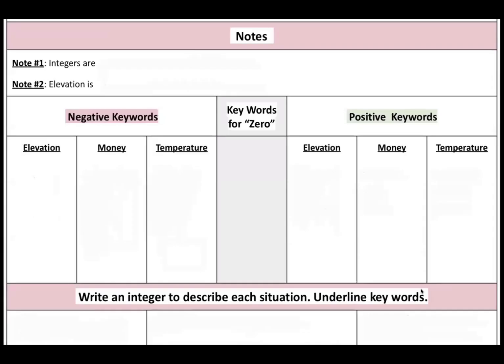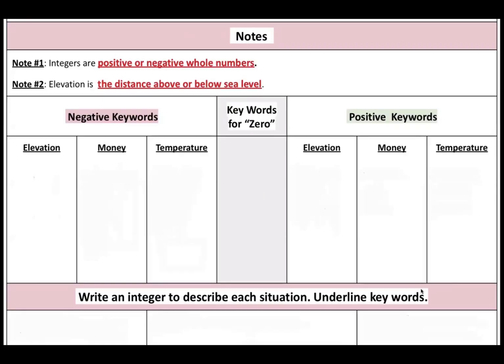Our first note today, and make sure you're writing with me: integers are positive or negative whole numbers. So 6, -8, 12, those are all integers. Now, elevation is the distance above or below sea level. So if you're scuba diving, you are below sea level.